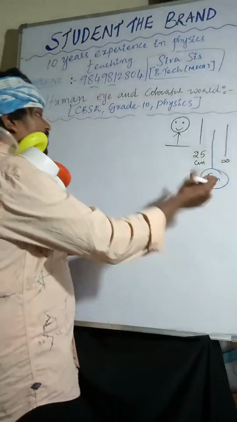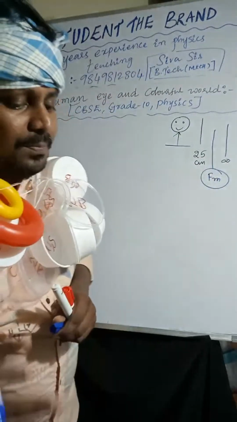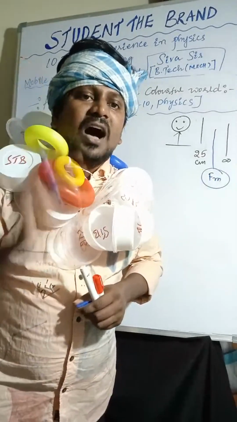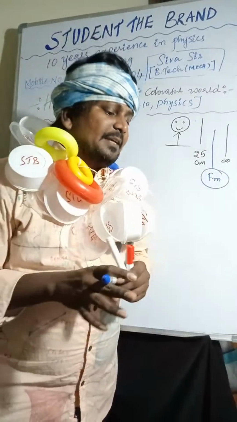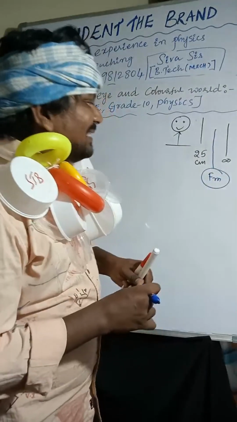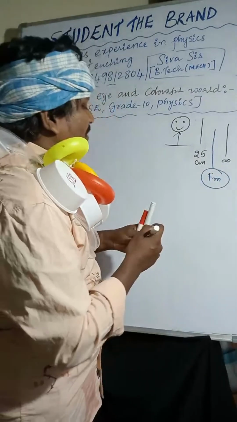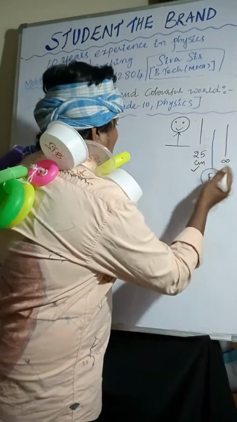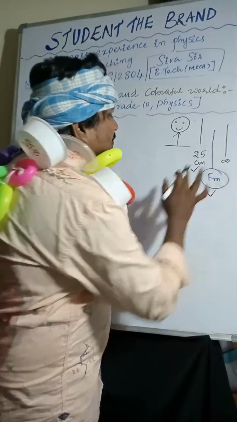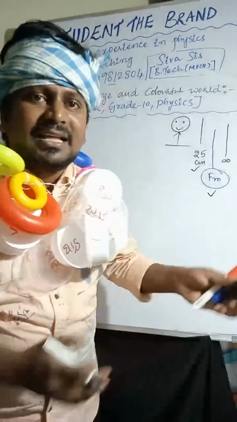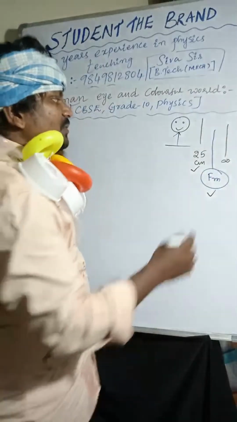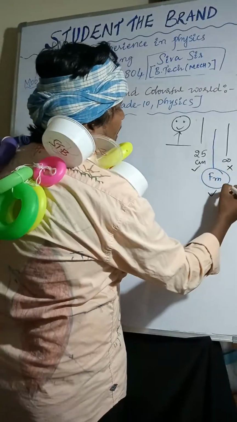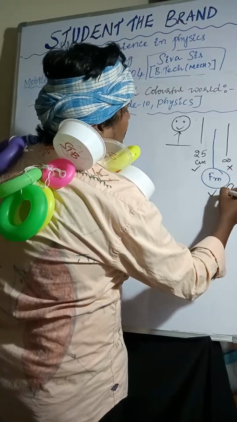That point is called the far point of the myopic person. If the light rays are coming from this point, he can see. Anyway, 25 centimeters he can see, so leave that. Until a certain limit only he can see. That is called the far point. Beyond this point he can't see, so we need to correct the defect.